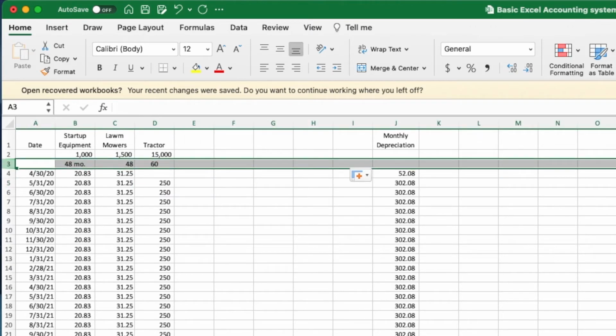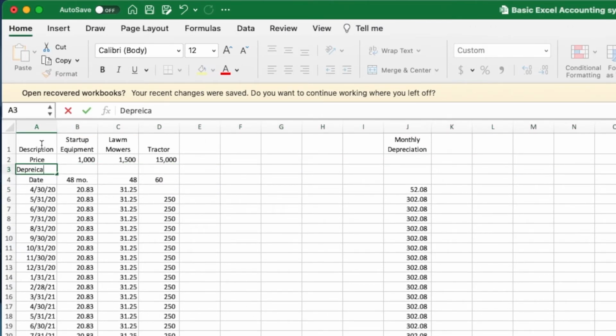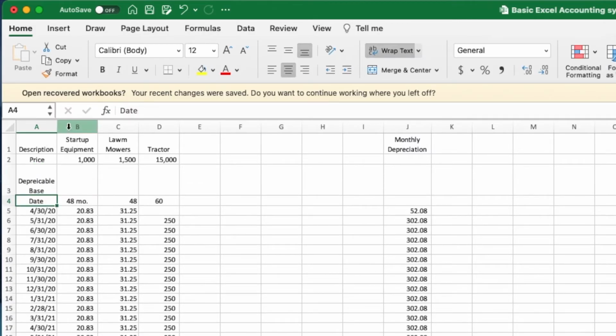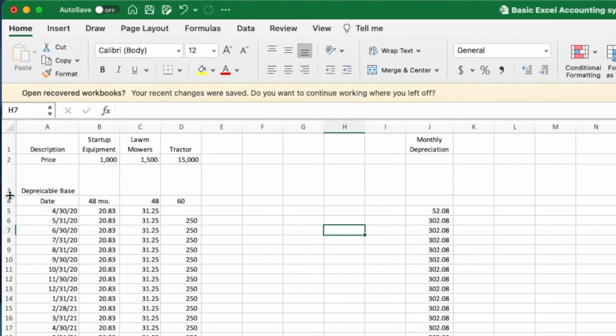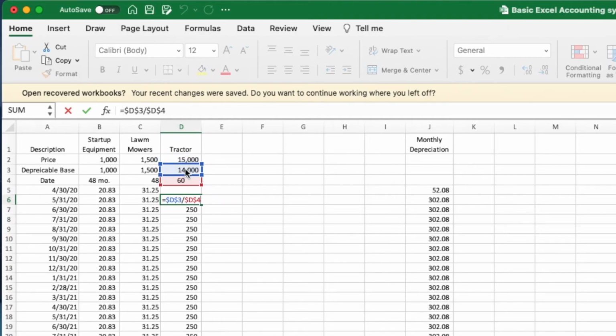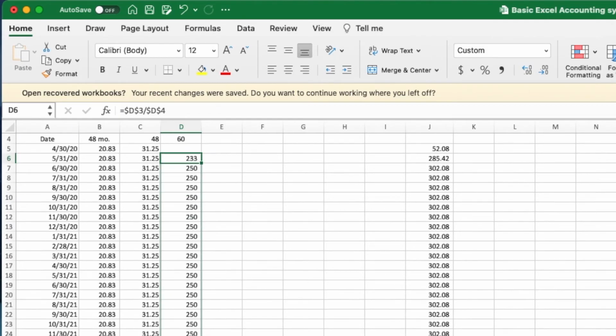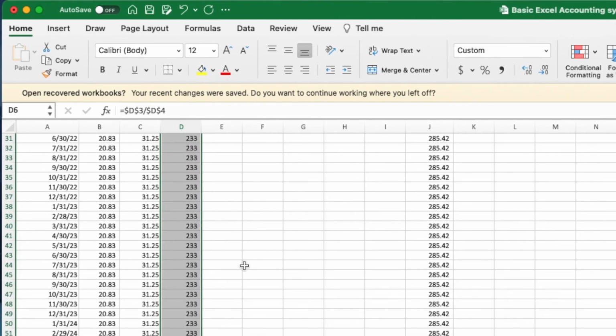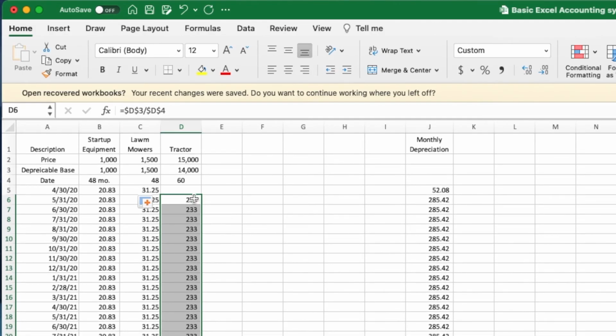In that case, we would just add a row here, depreciable base. That's the fancy accounting title for it. It's called depreciable base. That means we are not depreciating the full amount. So in this case, we depreciated the full amount, $1,000. In this case, we depreciated $1,500. In this case, let's say we're only going to depreciate $14,000. We're still going to depreciate over 60 months, but now we just need to switch this from going on the price to the depreciable base. And that decreases our depreciation by basically $1,000 divided by 60 months that we're not depreciating it over. So it brings our depreciation down to $233.